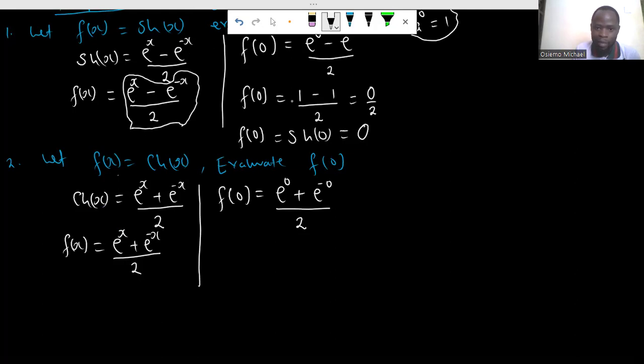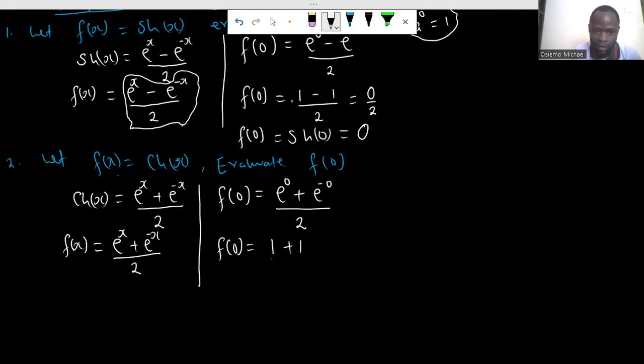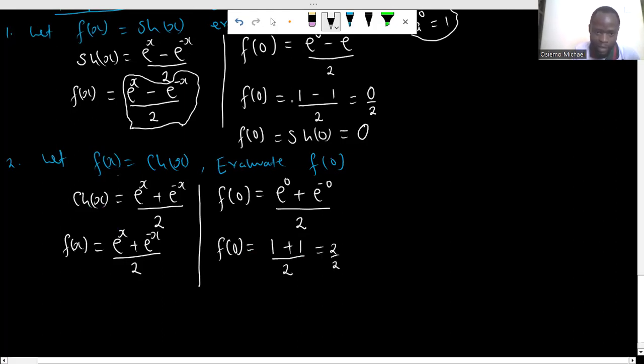So again, you can remember that any number raised to power 0 will be equal to 1. And so we're going to have f at 0 is equals to 1 plus 1 over 2, which is equals to 2 over 2. This implies that our f at 0, which is equals to ch at 0, will be equal to 1. Now, if you can remember also, if you can go back to trigonometry.